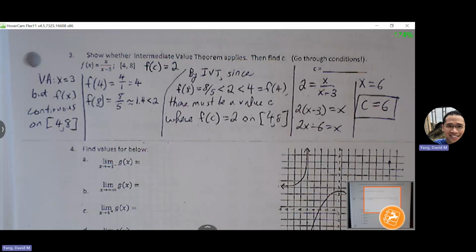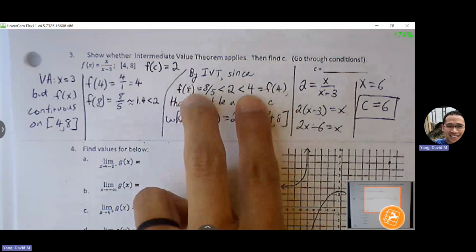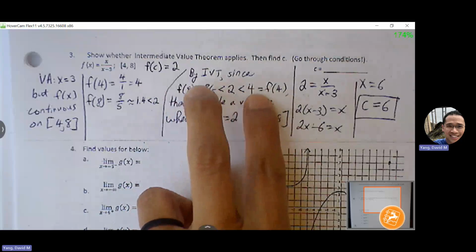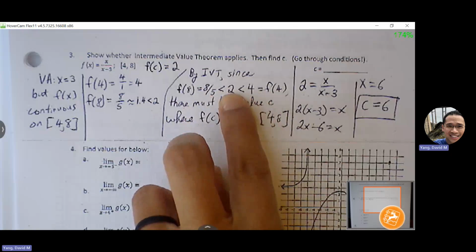I made a statement about my continuity. I did direct substitution for my endpoints. I confirmed one endpoint is clearly above 2, the other endpoint is clearly below 2. And I'm establishing my relationships here, that my endpoints are producing the y values that I need. They're both on either side of my target y value of 2.